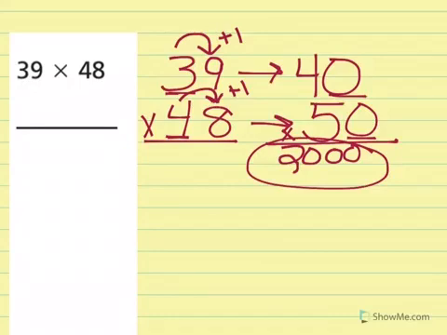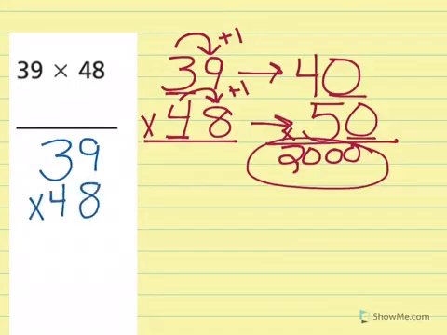Now that I have an estimate, I can go ahead and multiply. So I'm going to take 39 times 48. I'm going to use the shortcut method. I start with the ones place. 8 times 9 is 72. I put down the 2, carry the 7. 8 times 3 is 24, plus 7 is 31. Done with the 7, I'm going to cross it off.